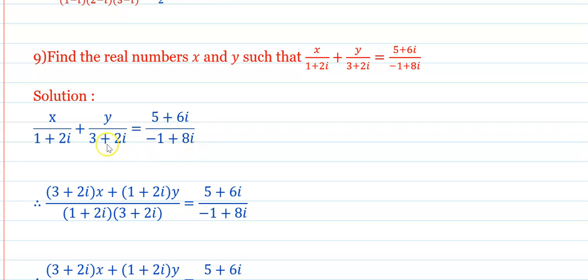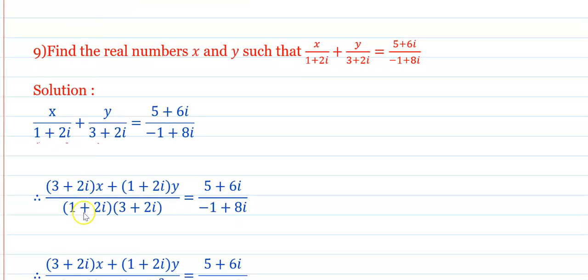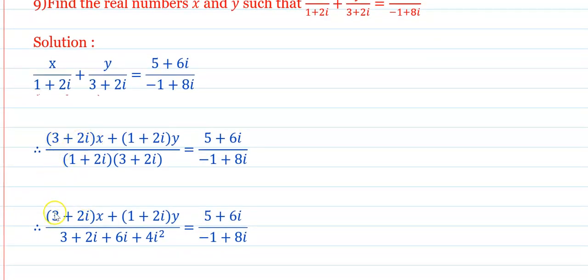Cross multiplication. That is x into in bracket 3 plus 2i plus y into in bracket 1 plus 2i, upon the product of these two terms, which is 1 plus 2i into 3 plus 2i, and that's equal to 5 plus 6i upon minus 1 plus 8i. Okay, now we will make the product here. That is x into 3, therefore you will get 3x, 2ix, next is y plus 2iy.